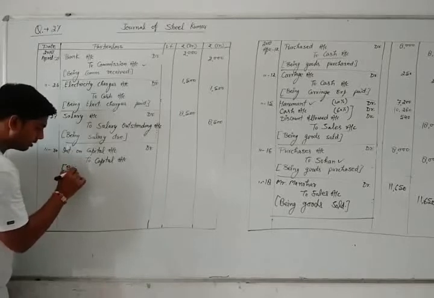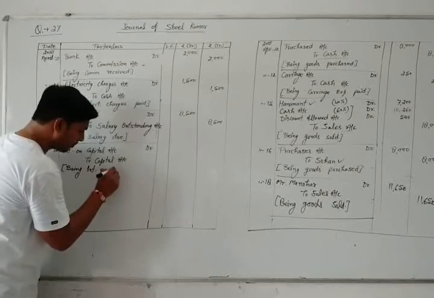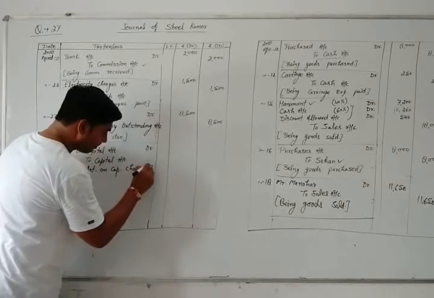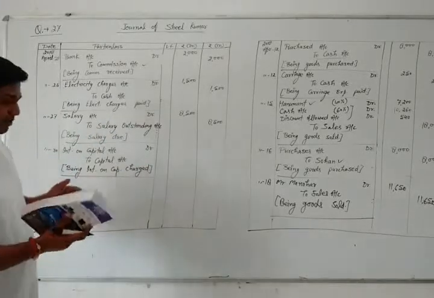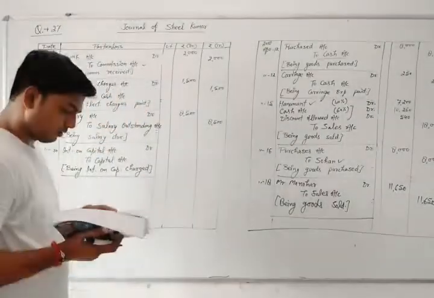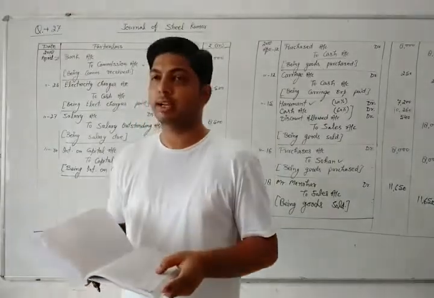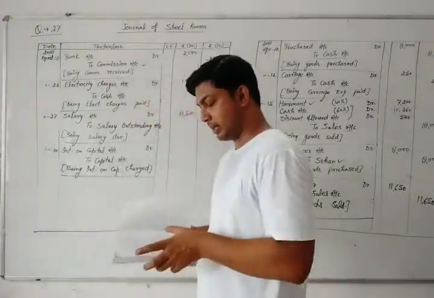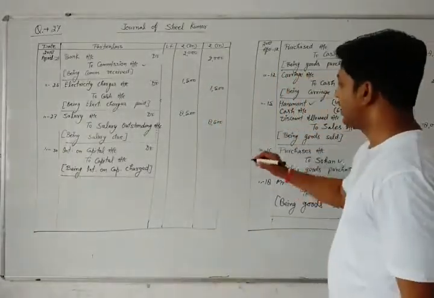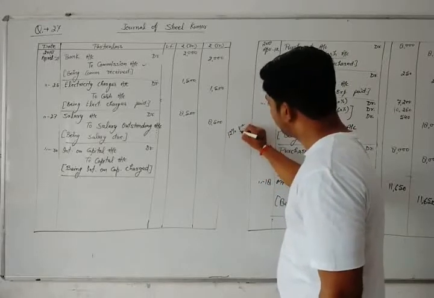So here narration would be being interest on capital charged. Interest on capital charged amounted rupees 12% of capital. And what was the capital invested by Sheel Kumar? Sheel Kumar invested 2 lakh rupees in the starting first narration. Here 12% is given. 12% and 12% per annum.